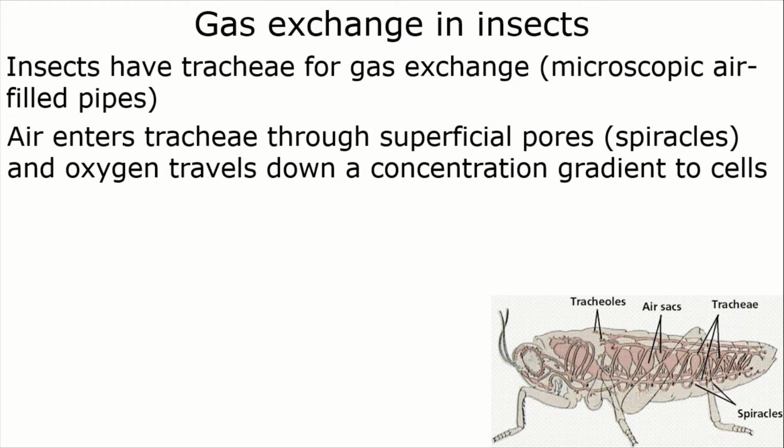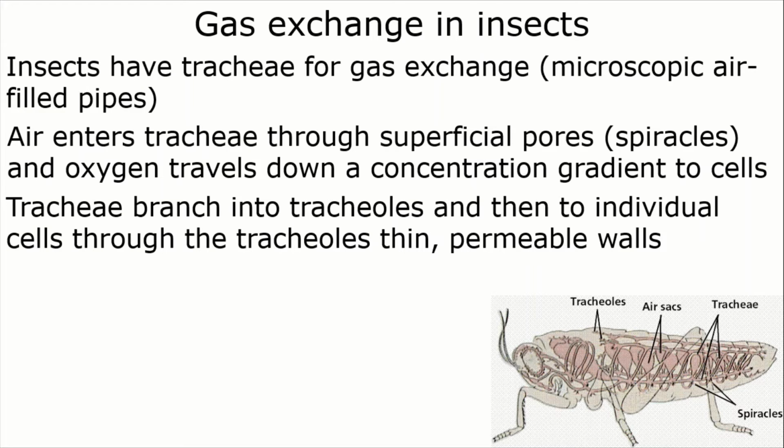What happens is that the air enters these trachea through pores on the surface of the insect, and these pores are called spiracles. So it enters into the spiracles and oxygen travels down the trachea, down a concentration gradient, and into the cells. These trachea then branch into even thinner tubes called tracheoles, and these tracheoles provide oxygen to the individual cells through their very thin and permeable walls.